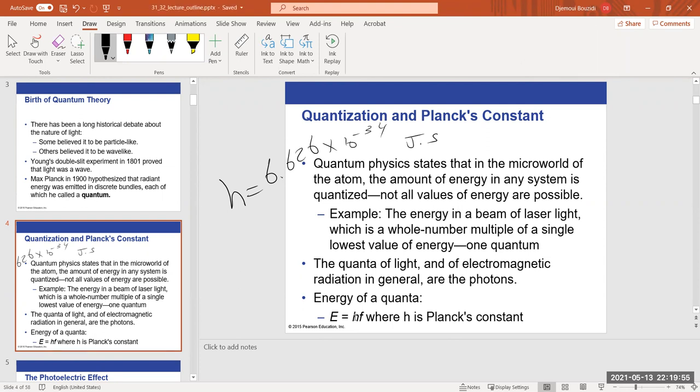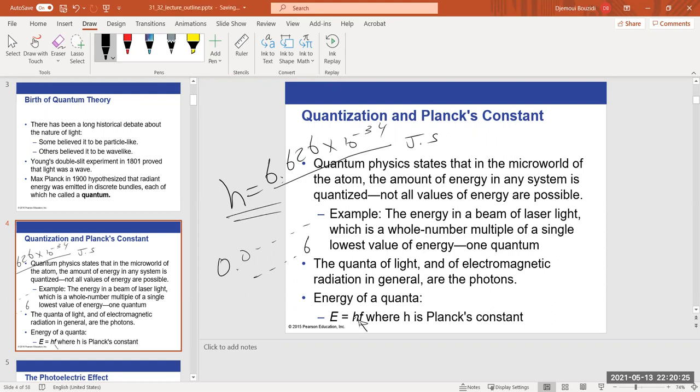It's a very small number. Had h been any bigger than this, 10 to the negative 34, you know what that means. It's 0.0000033 zeros, and then 6 in here. So a very, very small number. Had this number been a bigger number, this effect would be seen at a higher level. The reason why we don't see this effect on a daily basis is because our sizes are much, much bigger than this number. So that's why we don't see them.